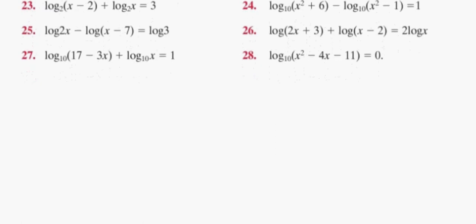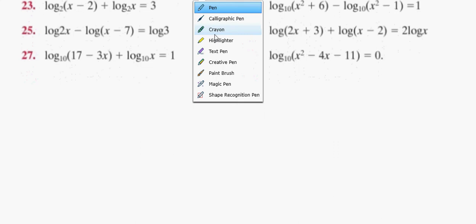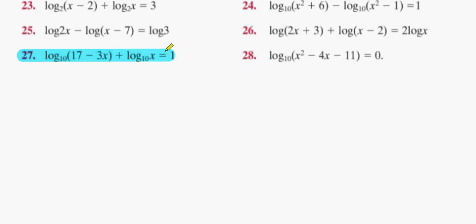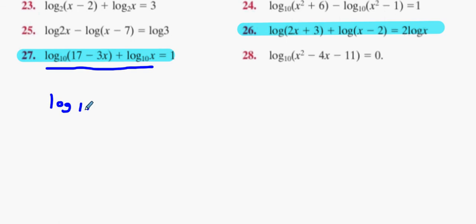Alright. Look at this, guys. 27. And I suppose I could probably do 26. I'll try 27 first. Alright, lads, any idea how to do 27? Look at the left side. What do you see on the left side? What type of rule? Multiplication rule. What's this 17 minus 3x multiplied by x? 17x minus 3x squared, yeah.